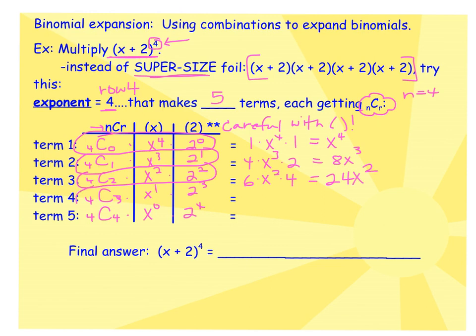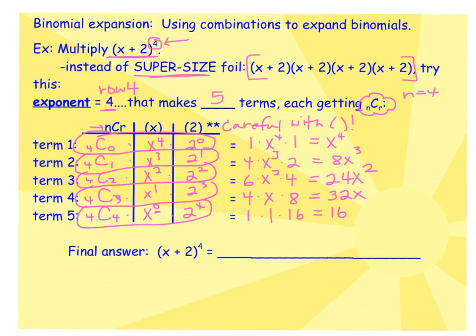Continuing on. 4C3 would go back to 4. x to the 1st power is x. 2 to the 3rd power, be careful here, is 8. 4 times 8 is 32. And last but not least, 4C4, that last value in any row of Pascal's triangle is a 1, just like the first value. x to the 0 is also 1, and 2 to the 4th power is 16. 1 times 16 stays 16.